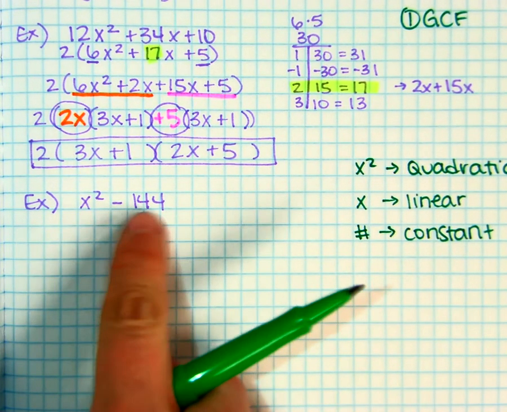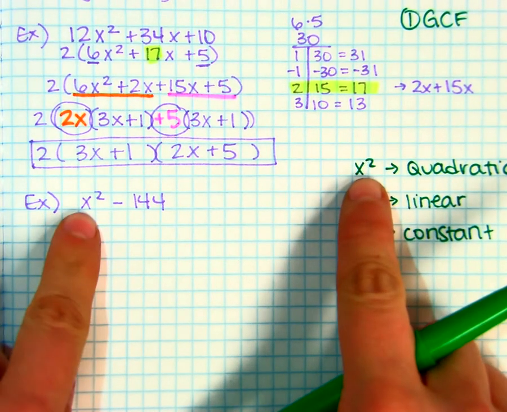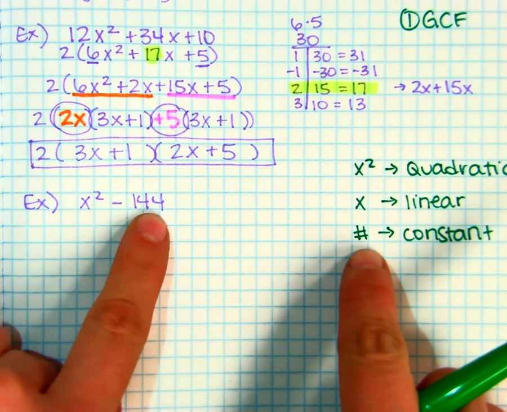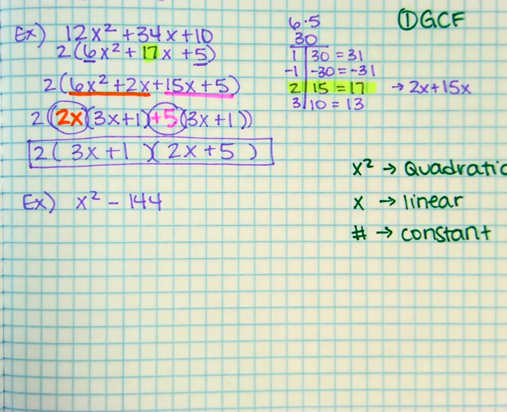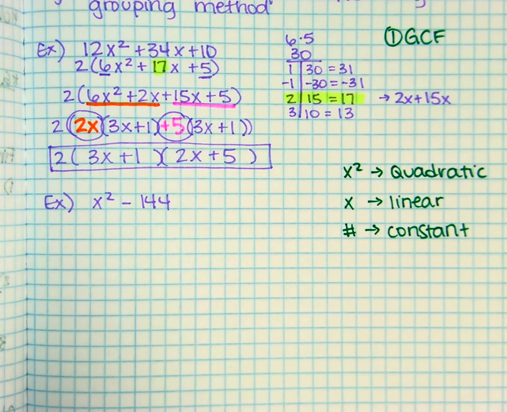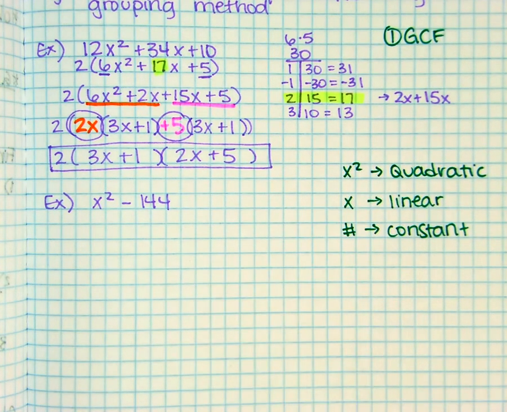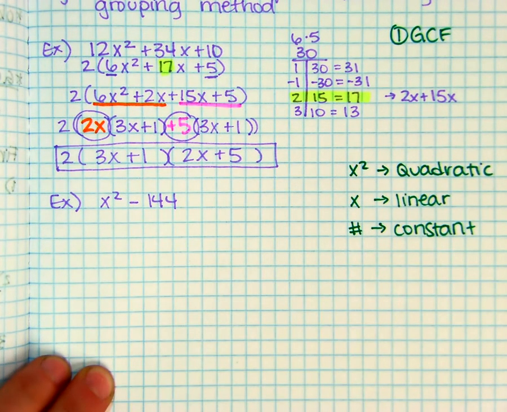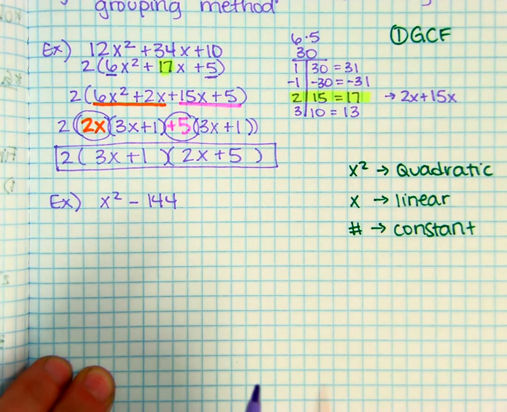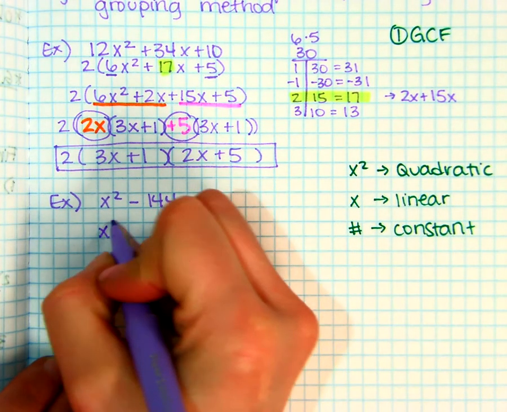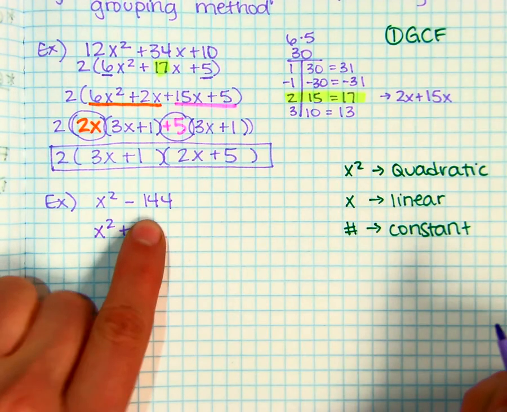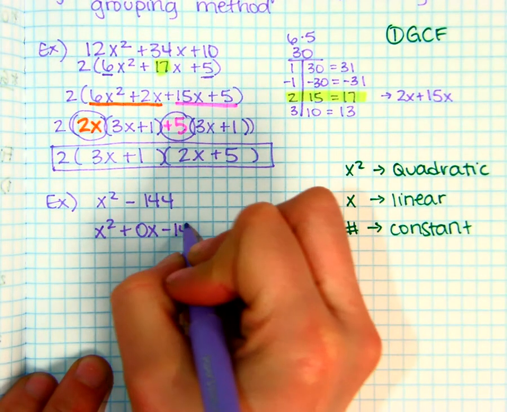In this expression right here, we have our quadratic. I don't see a linear term, and I see a negative 144 as our constant. So what we need to do is insert a linear term in here. If I add something that doesn't change the value, what am I adding? It's going to be a plus 0x, because 0 times anything is 0, and minus 144.